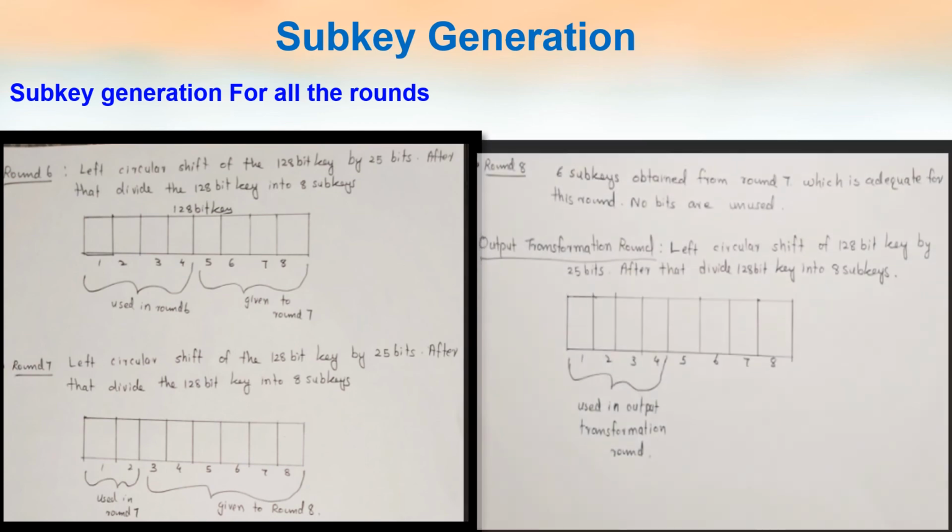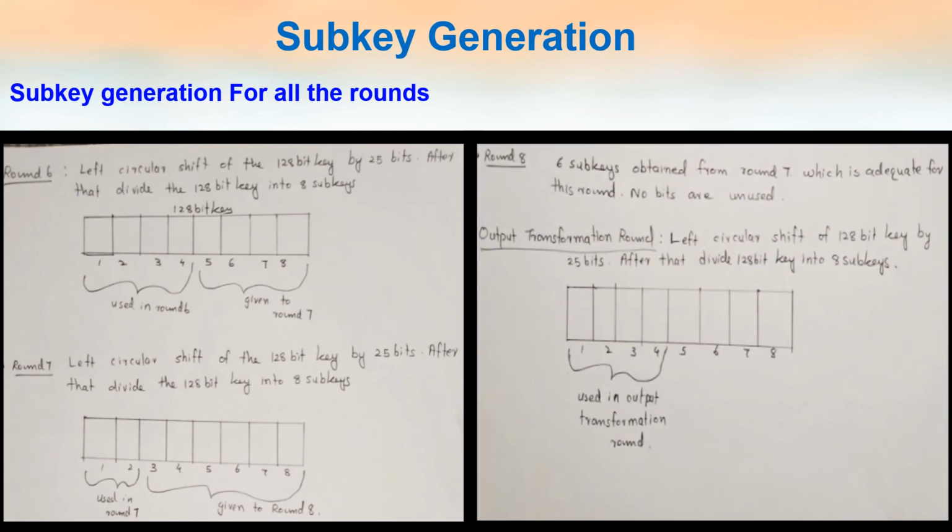You can see the remaining rounds: round 6, 7, 8 and the output transformation round. In round 6, how many keys will it require? It will get 2 unused keys from round 5. Then it will do the left circular shift of the 128-bit key by 25 bits and divide it into 8 subkeys. From this, only 4 are required. The 2 subkeys from the previous round, plus these 4, make the 6 subkeys. Again, 4 subkeys are unused, which will be given to round 7.